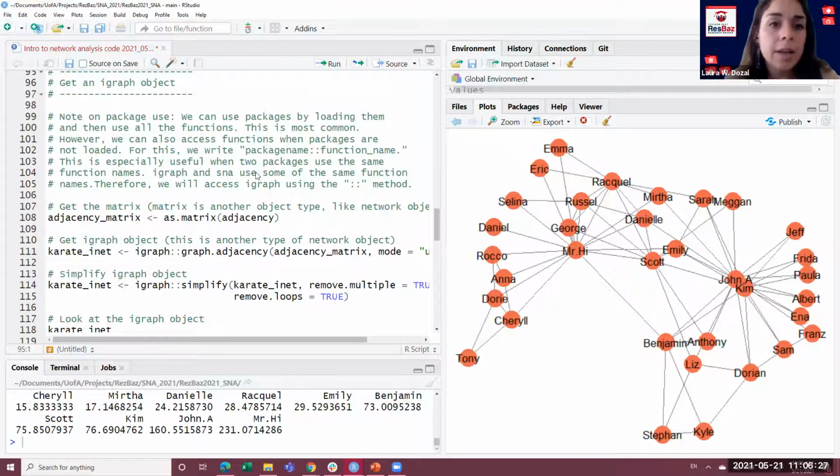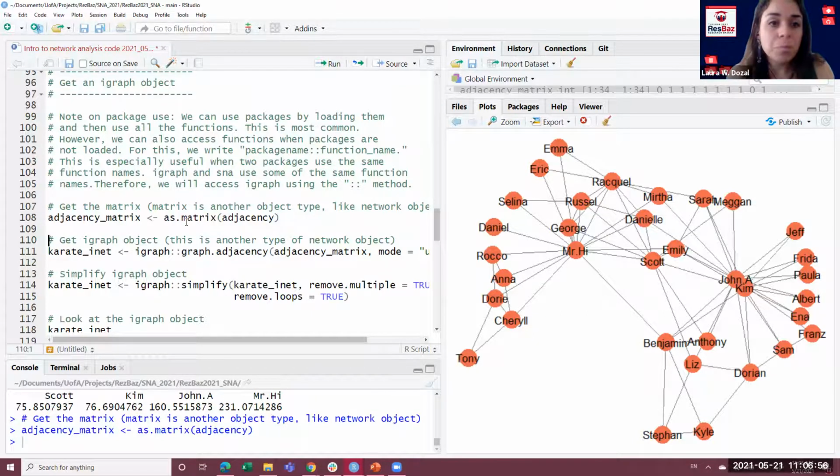We're going to be using this setup where we have two colons, the package name, and then the function name. So we're going to get our adjacency matrix again and rename it for this new set of analysis. We're putting our adjacency matrix into matrix form, just to help support the iGraph setup and functions and their own needs.